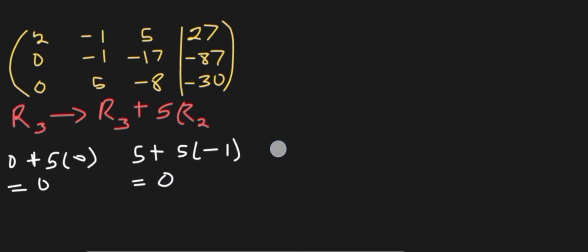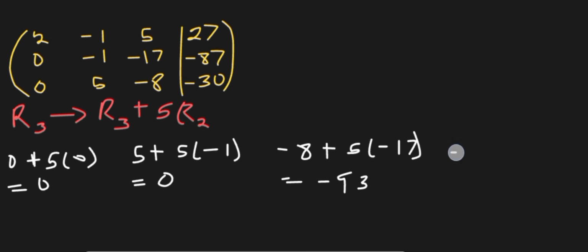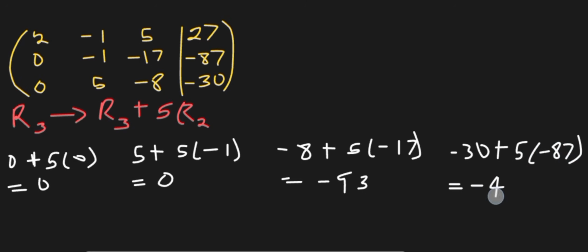While the third entry, negative 8 plus 5 times negative 17. That's negative 8 minus 85. Negative 93 it is. And for the constants, it is negative 30 plus 5 times negative 87. And that is negative 405.